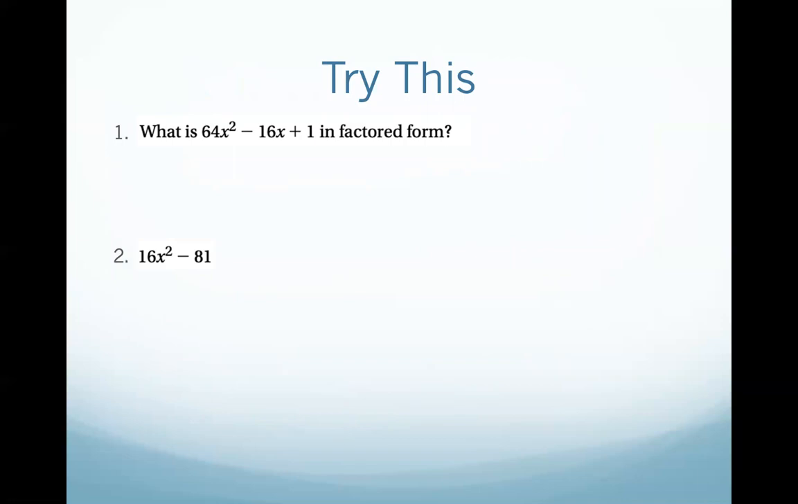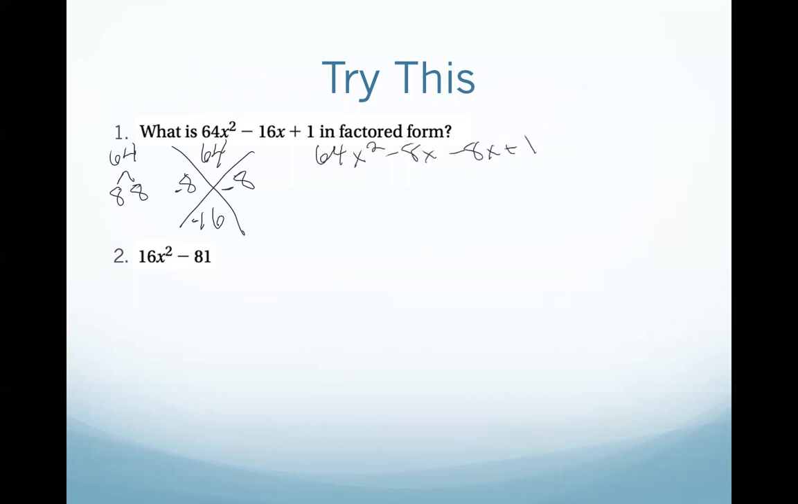Okay, so on the first one, our leading term does not have a 1. So that means we need to do 64 times 1. Luckily, that's just 64 and adds to 16, but it's negative. So what are the factors of 64? Well, you can try a few, but eventually you should find 8 and 8. Notice that 64 is a perfect square. So if I have 8 and 8, they add to 16, but they both need to be negative. So then I have 64x squared minus 8x minus 8x plus 1.